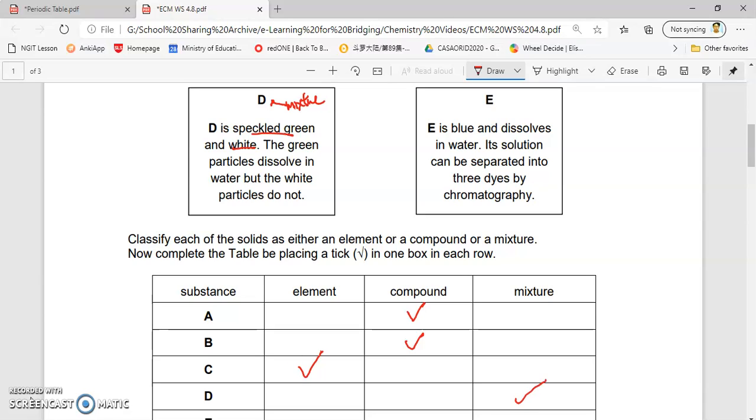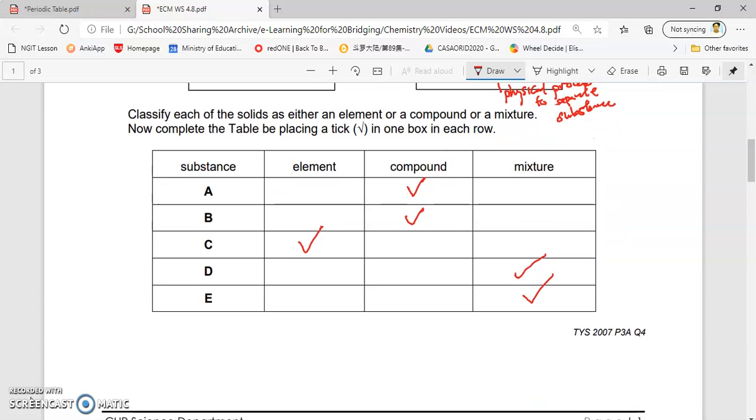Okay. Next one, E is blue and dissolves in water. Its solution can be separated into three different dyes by chromatography. This is a physical separation. Chromatography is actually a physical process to separate substances. So if I can use a physical process to separate substances and it gives me three different substances, therefore E must be a mixture. Okay, so that's for the first question.